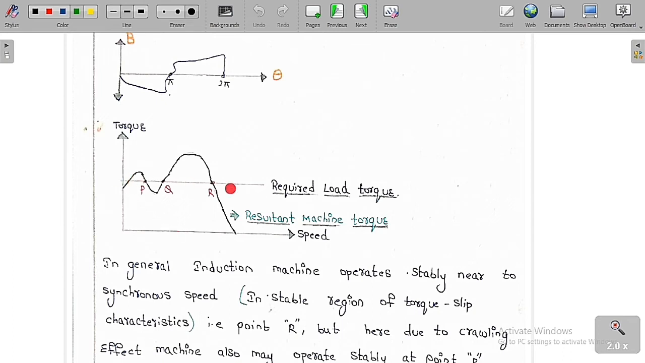So let me assume this is the required load torque. Suppose there is a load demand. Let me assume the load requires this much amount of torque to rotate. As you can see, P is a stable point, R is a stable point, and Q is an unstable point. And now you see what is going to happen.